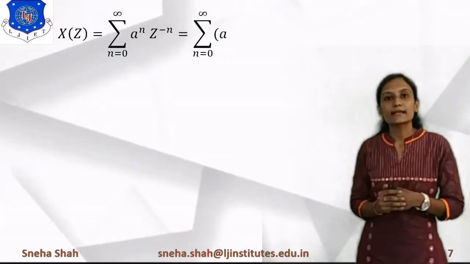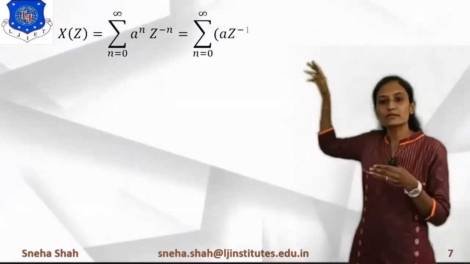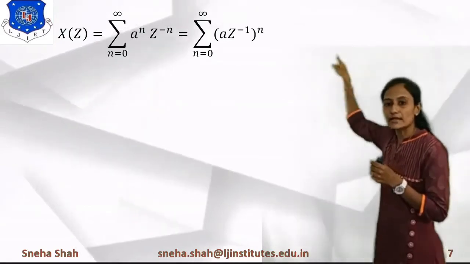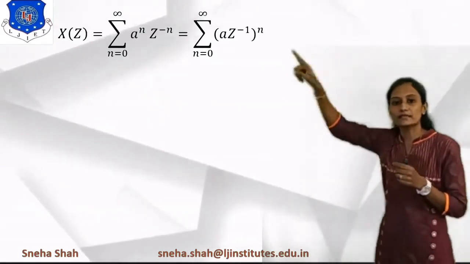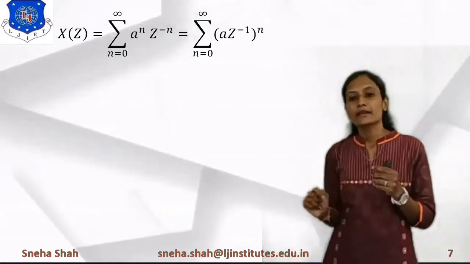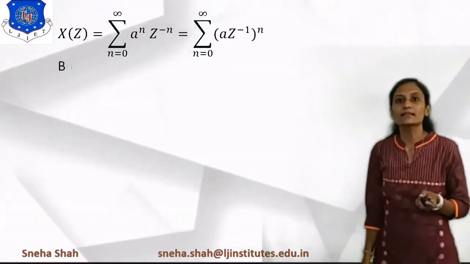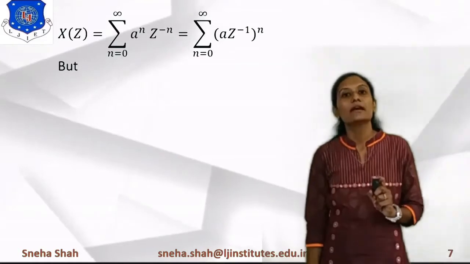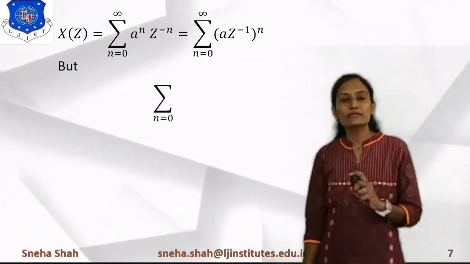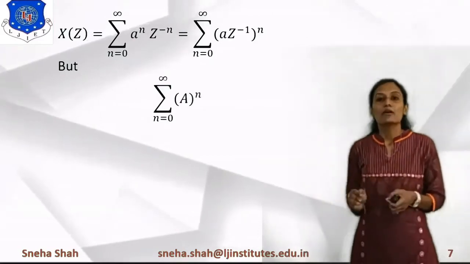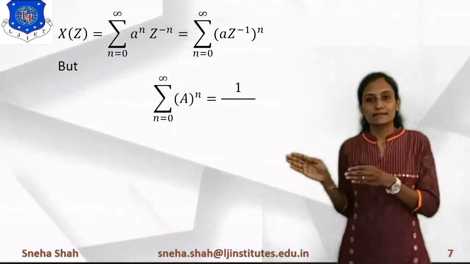So what will be the next step? Summation n equals 0 to infinity of (a z inverse) raised to n. You can see that a raised to n into z raised to minus 1 into n will give you z raised to minus n. Now this term we consider as capital A. So we are applying the equation: summation n equals 0 to infinity of A raised to n equals 1 upon 1 minus A, for the value of mod A less than 1.